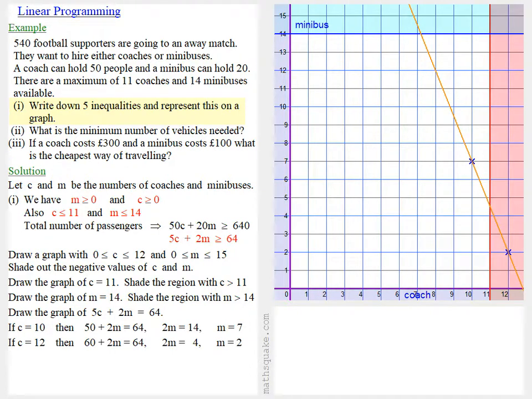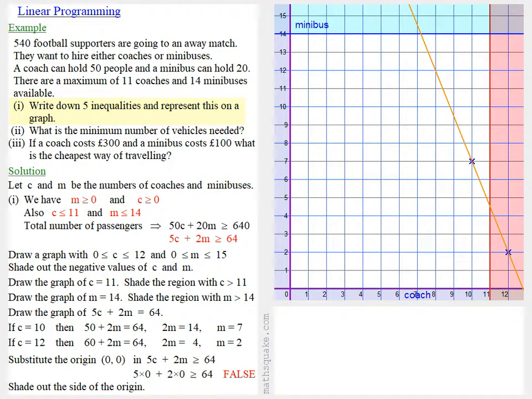Now we need to find out which side of the line to shade. So we choose a point not on the line. Let's suppose we choose the origin, which is 0, 0. We substitute that in the inequality 5C plus 2M is greater or equal to 64, and that gives us 5 times 0 plus 2 times 0 is greater or equal to 64, which means 0 is greater or equal to 64, which is false. So we shade out the side which is false, and in this case we shade out the side of the origin.